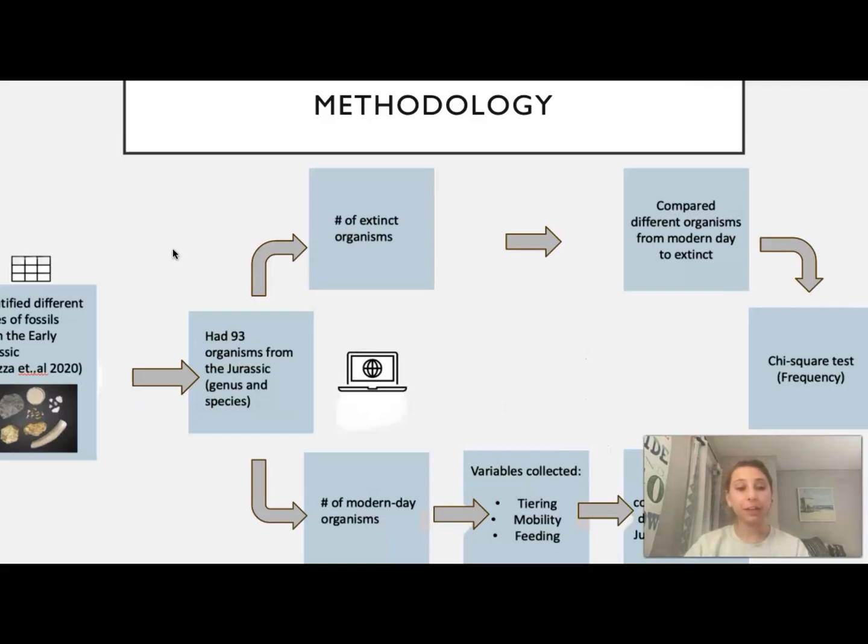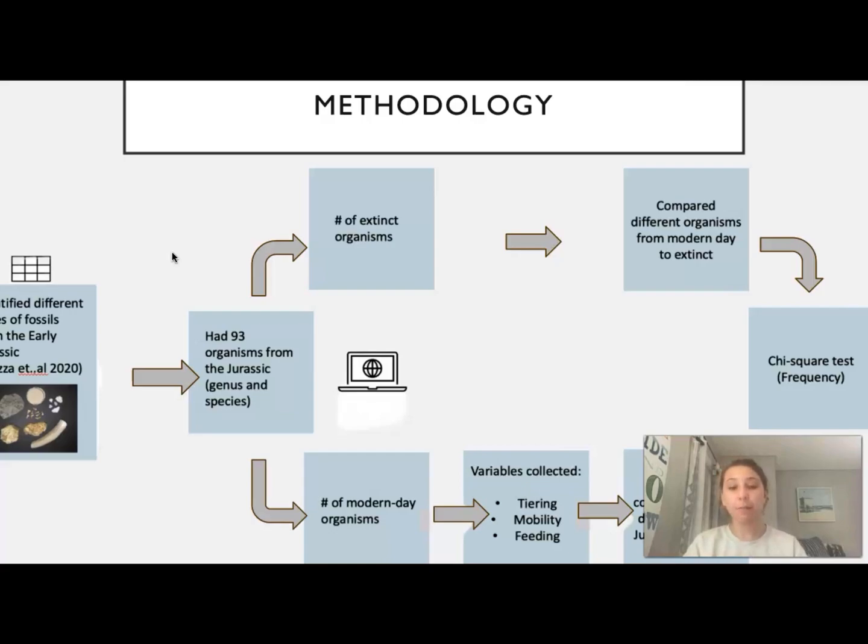So for my methodology, first I identified different types of fossils from the early Jurassic from previously collected data. And so out of the 93 organisms that were collected from the Jurassic, they were first separated into categories such as bivalves, gastropods, brachiopods, and solenoids. And then they were further separated into subsections based on their genus and species.